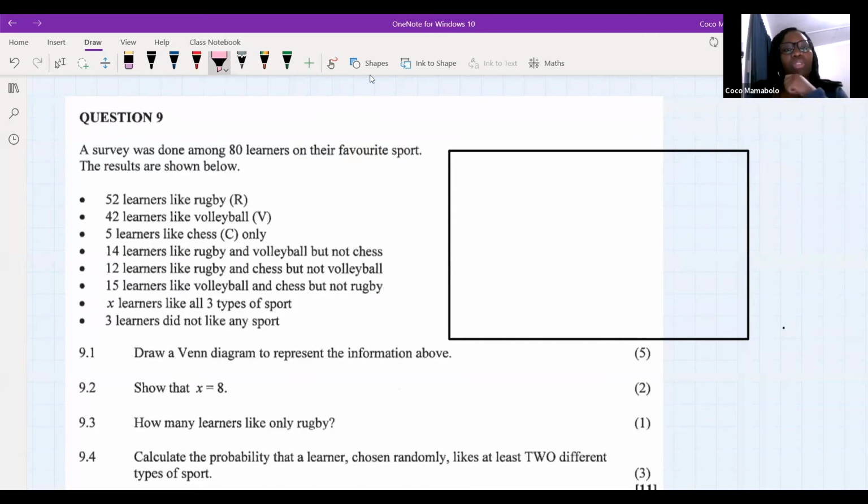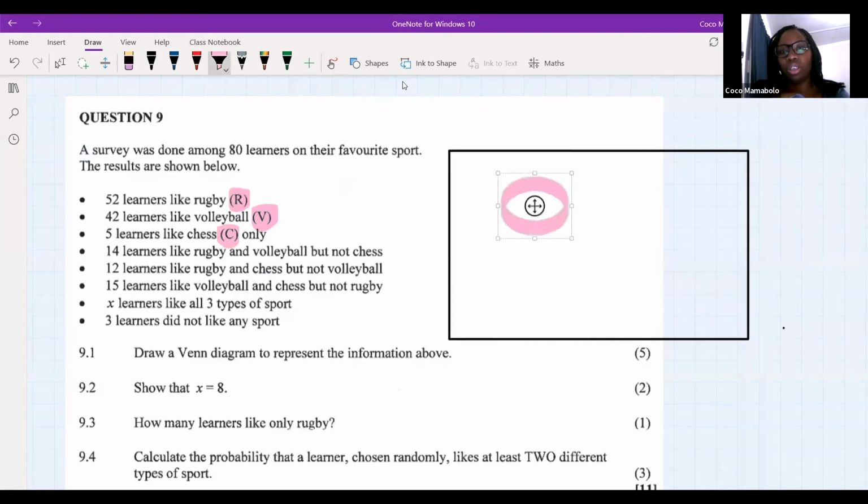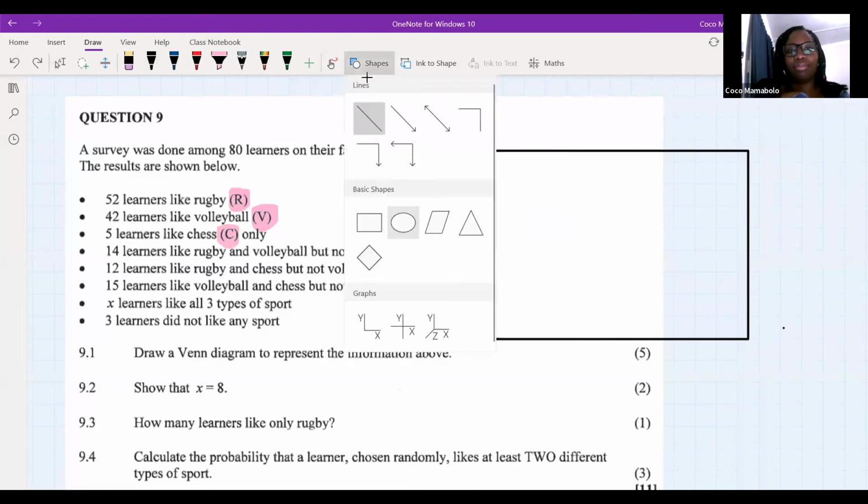Okay. So we've got 3 events, guys. We've got rugby, and we've got volleyball, and we've got chess. Okay, so we're going to need 3 circles. Oh, no, look at what I've done now. There we go.